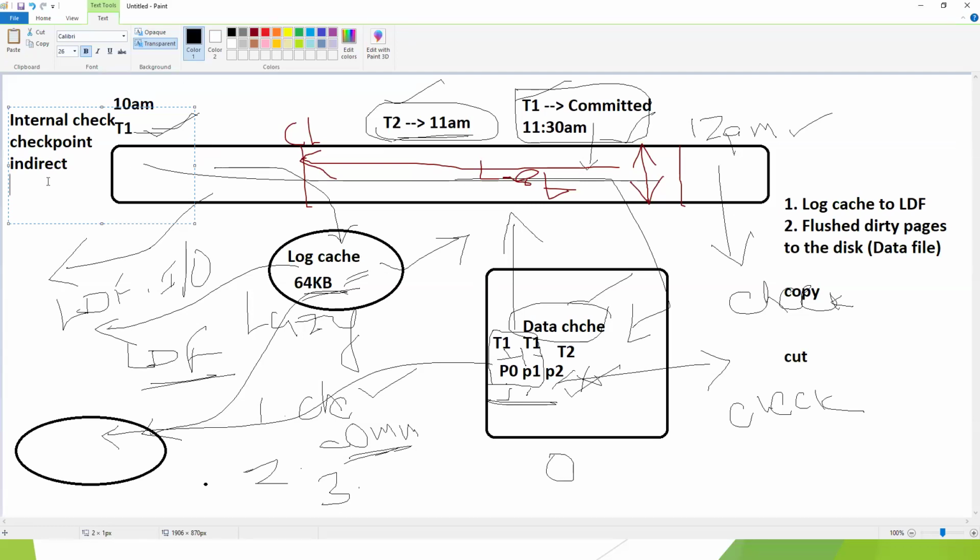There is also the automatic checkpoint, where every 1 minute the checkpoint happens and checks the dirty pages, the modifications in the log cache, and the modified pages in the data cache, and writes them into the data file. That is the overall high-level view of the checkpoint we have in SQL Server. Any questions on this, or is it clear? You don't agree?